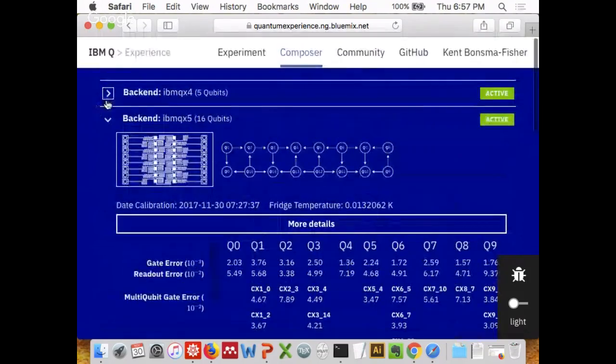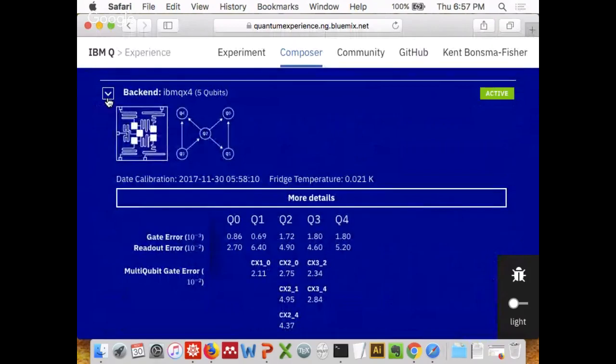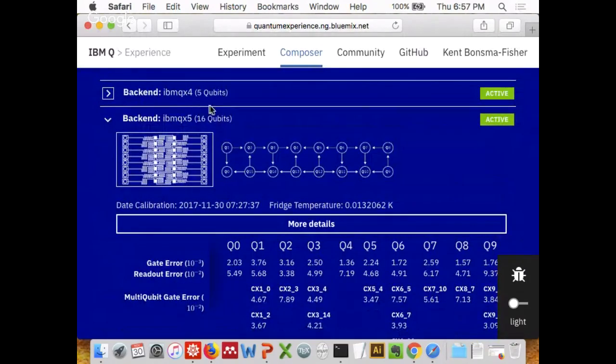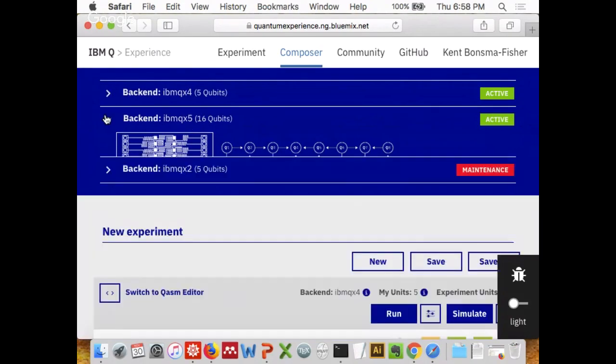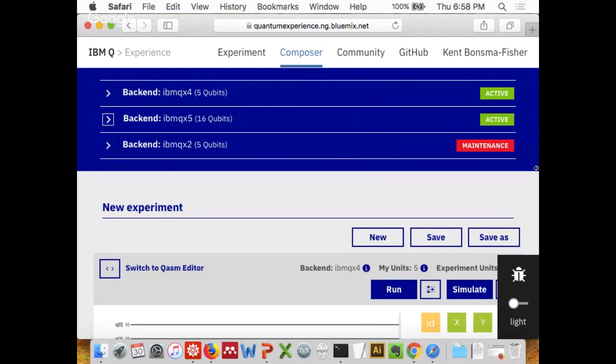Oh, okay. Sorry. They've also just more recently put up a 16 qubit chip. We're going to use the 5 qubit one because that's all we need. We only need 2 qubits. And there's another one on here that is 5 qubits, but that's under maintenance.